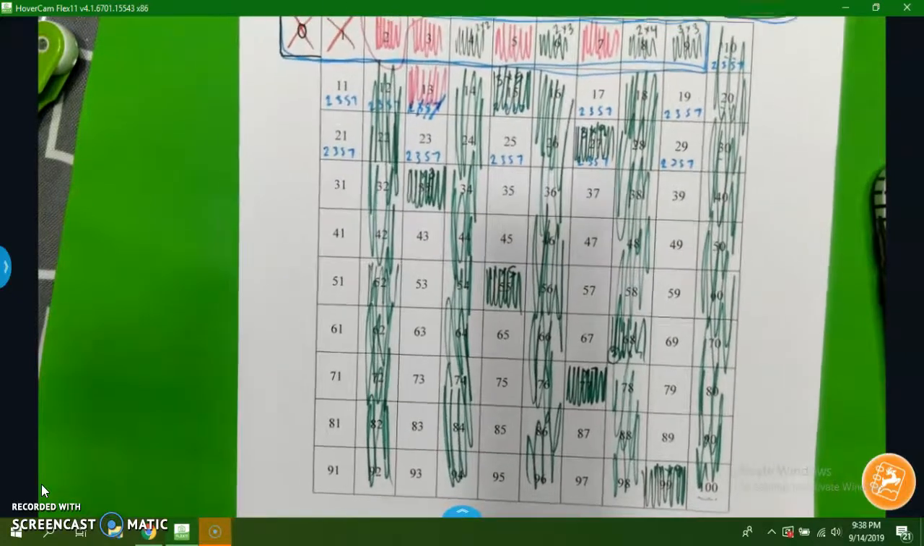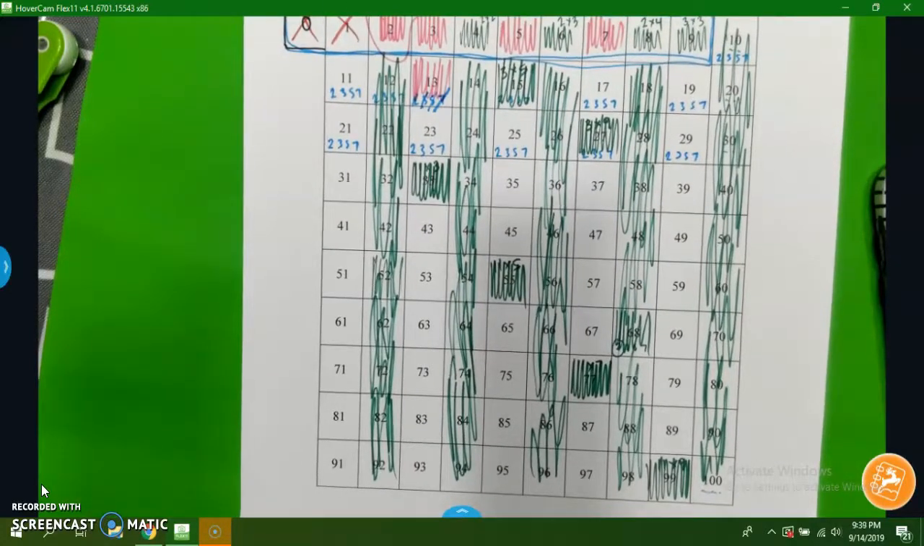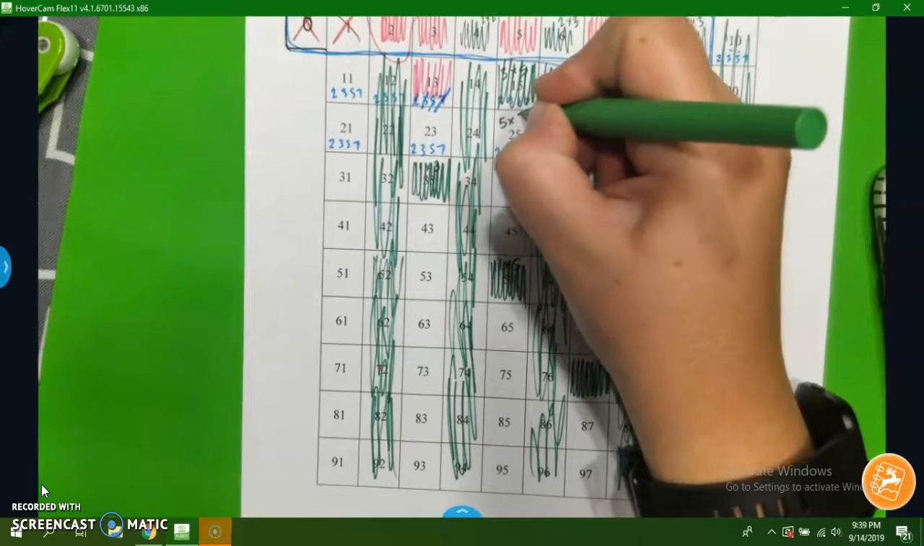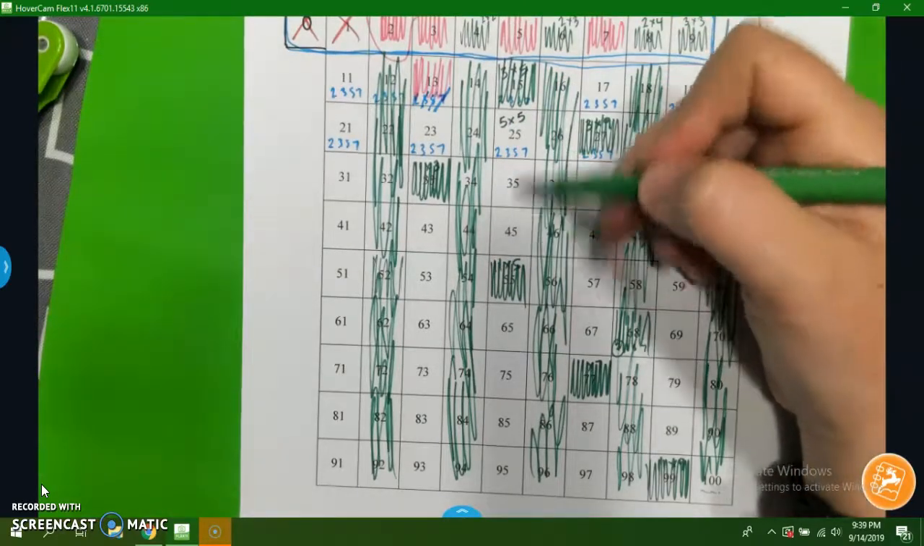Anybody else got a multiplication fact for any of our blank boxes? We got all these blank boxes. How about 25? That's a good one. 25. 5 times 5. Oh, our 5s. This is an interesting column to look at.